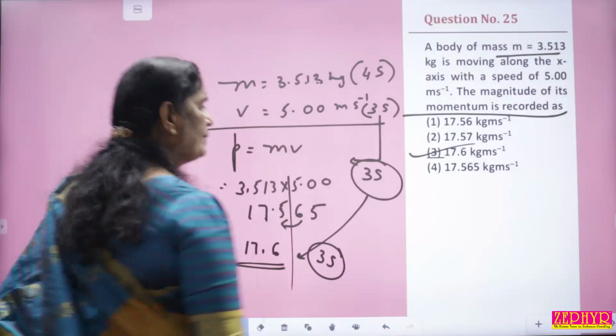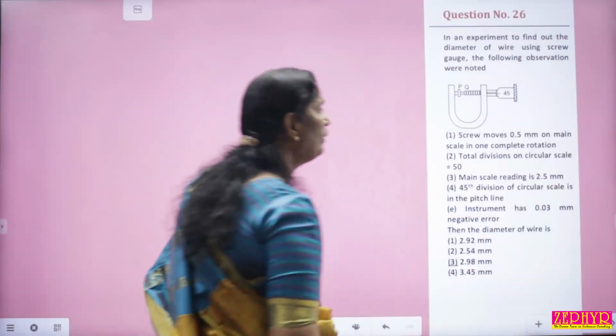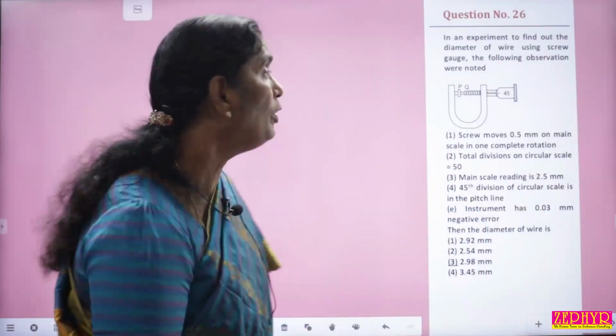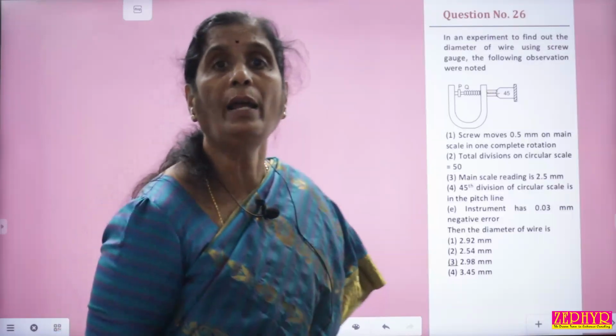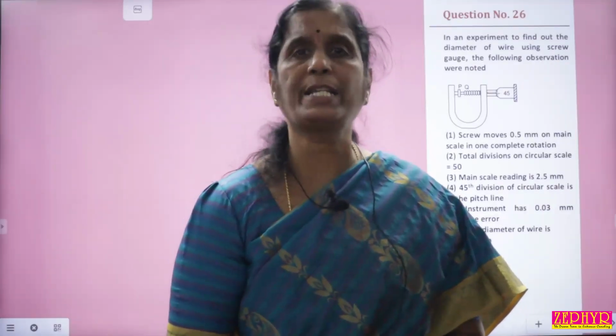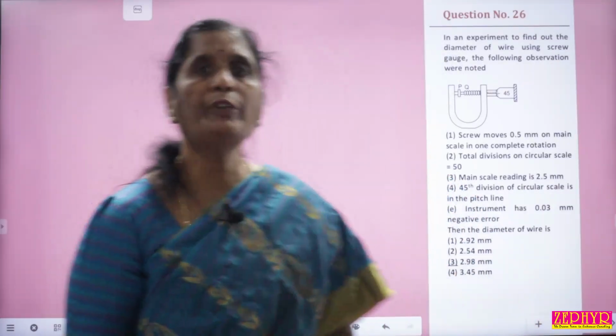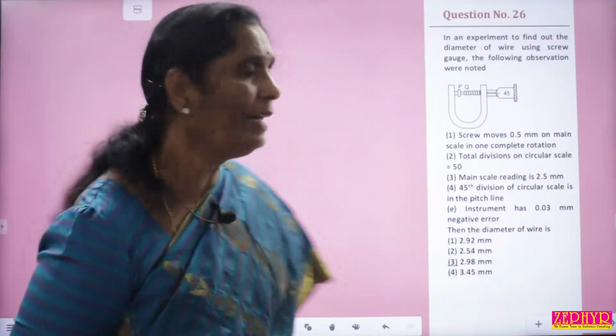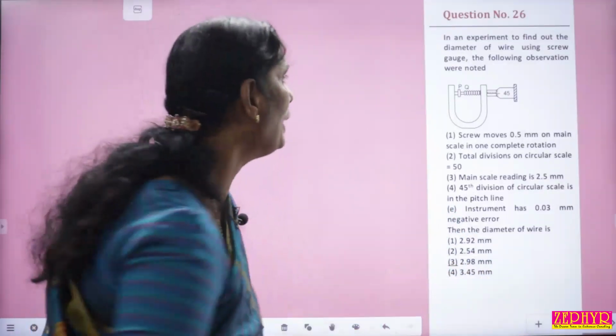The next question will be on the screw gauge. In screw gauge also it is the same thing. First we have to find out the least count, and after that we have to see whether it will have error or not. After that we have to go for the measurement. To find out the least count, we want the pitch. What is pitch? Pitch is the distance travelled by the circular scale on the main scale. He is providing everything, no need to worry about that.